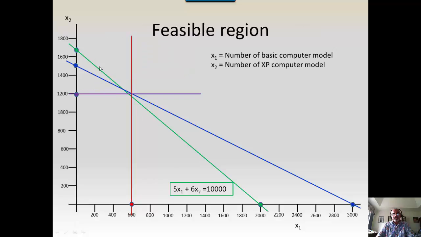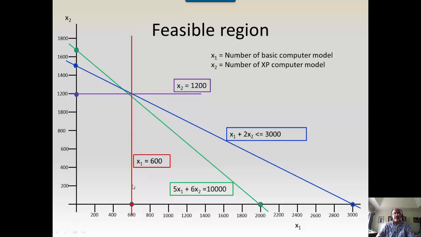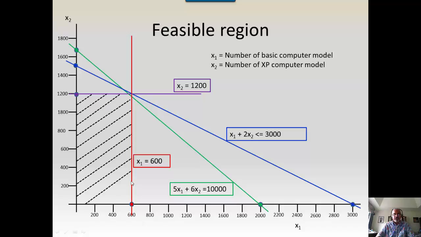Okay, here is the first constraint, assembly hours. This is the second constraint, testing hours. This is the maximum sales constraint for the basic model. This is the maximum sales constraint for the XP model, and that gives us this as our feasible region. All points in this area are feasible for all the four constraints.